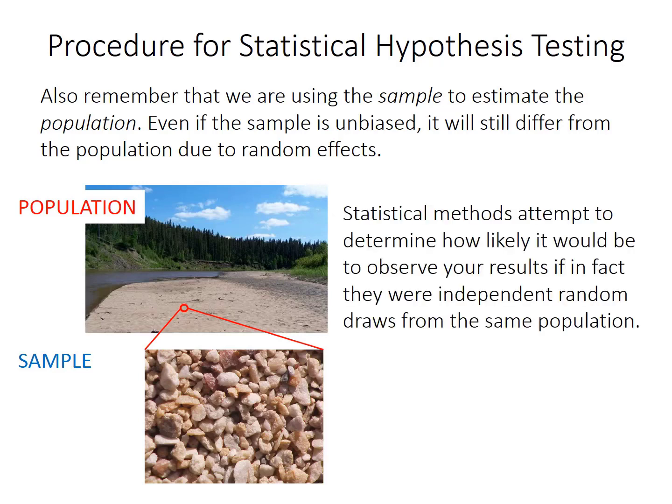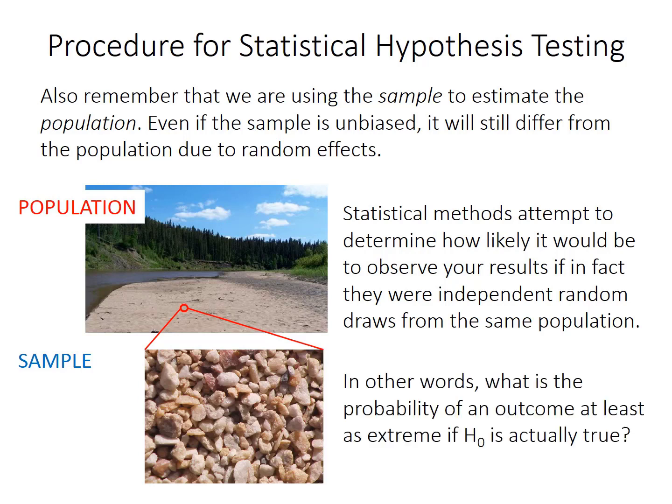So the main point of statistical hypothesis testing is to determine how likely your observations are if the null hypothesis is true. So basically, how likely are your observations if in fact your two samples were independently drawn at random from the same population. Technically, we're going to find the probability of observing an outcome at least as extreme as your result if the null hypothesis is true. So we don't care about your specific result, we care about something at least as extreme or unusual as your result.